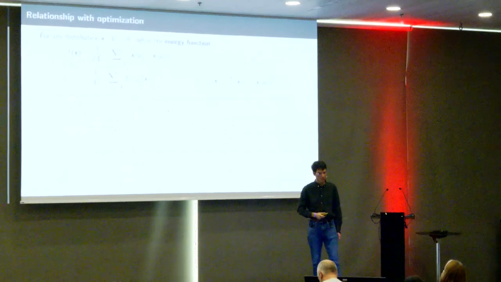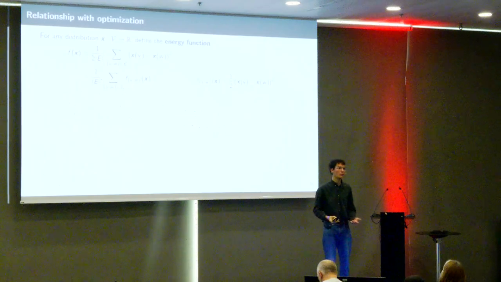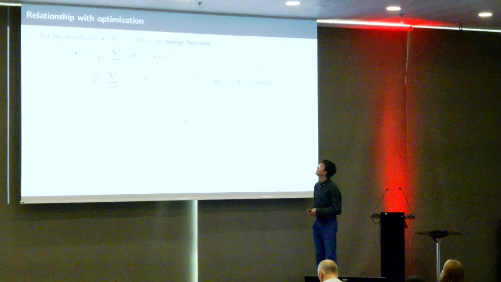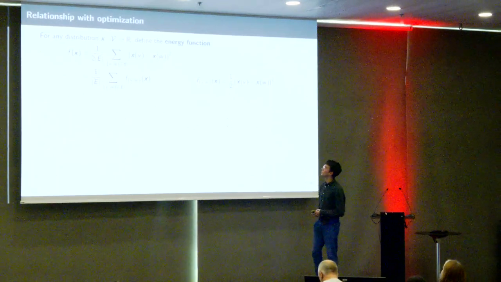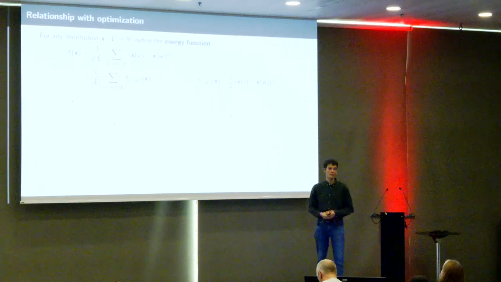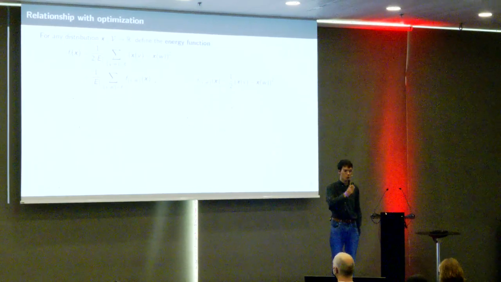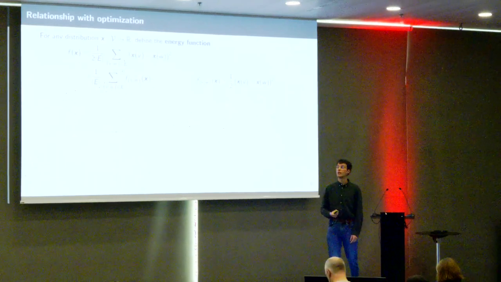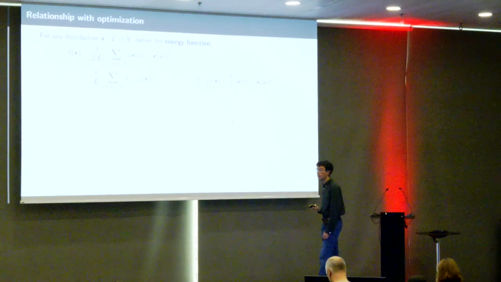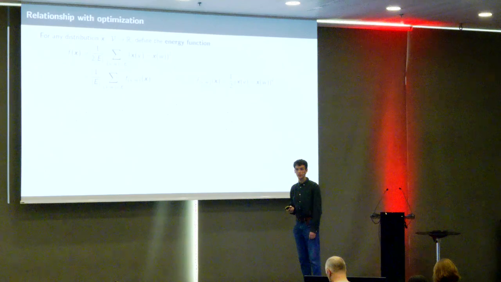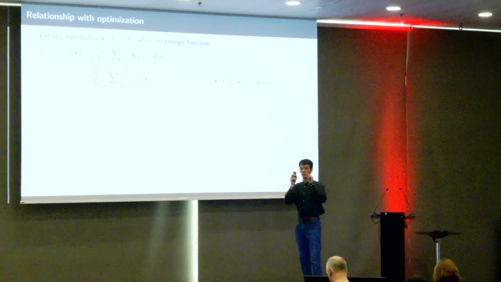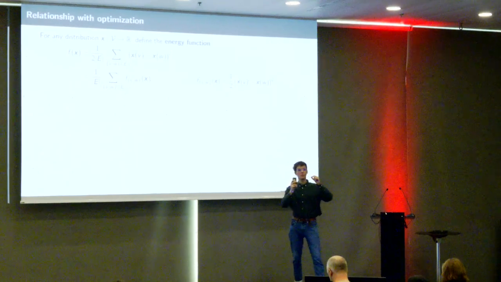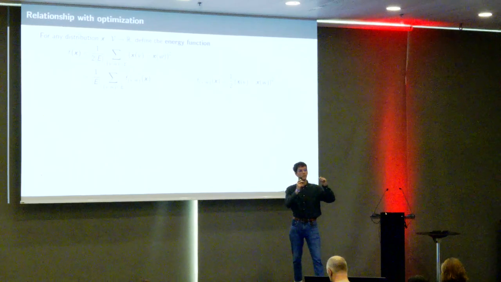Okay? And so in order to be able to do something, I need to make a link with what I said before. What is the relationship with optimization? So the relationship is the following. If you have a distribution of values in your graph, so a function from the nodes to the real numbers, you can define an energy of this configuration. The energy f of x is the sum, over the edges, of the square difference between the values held at the ends of this edge.